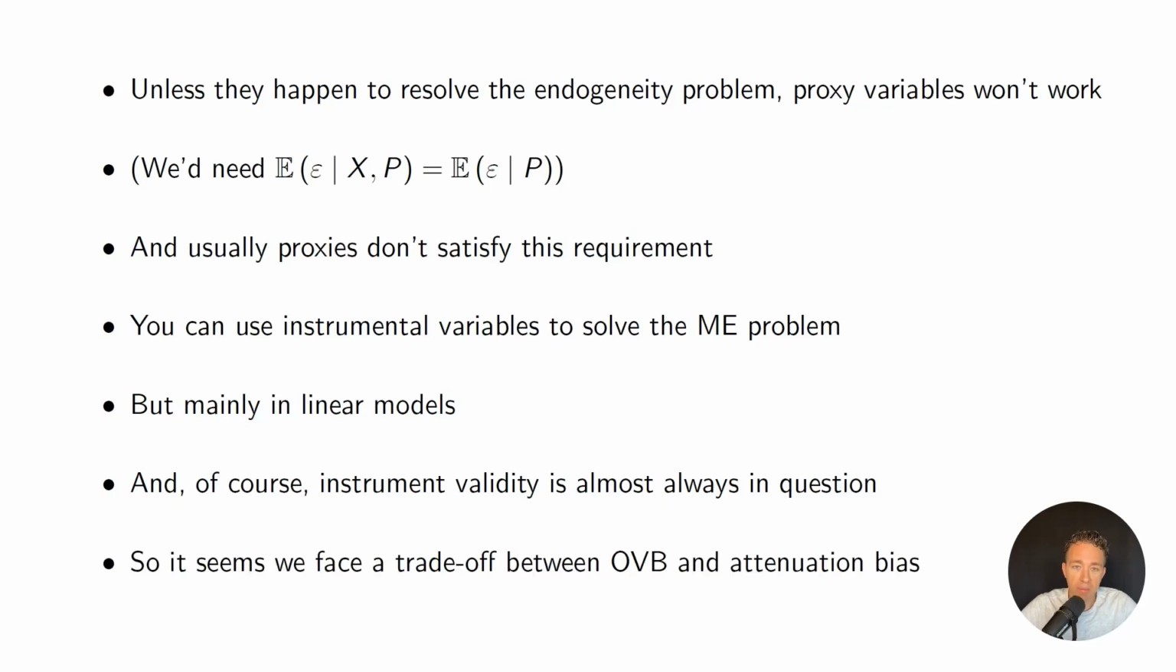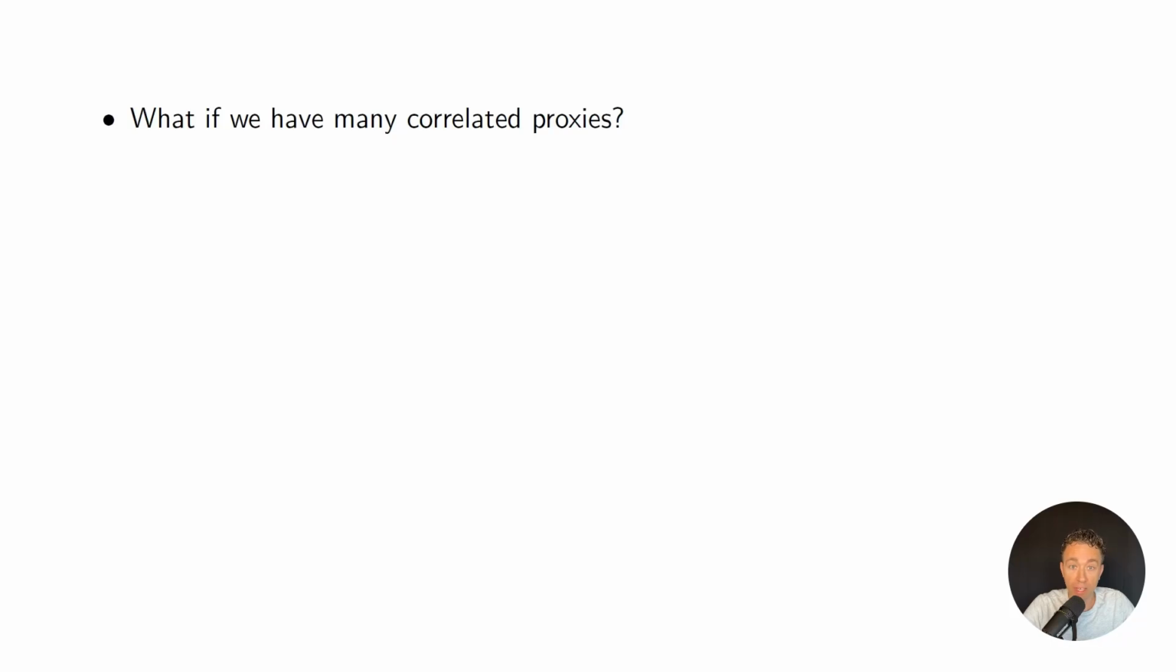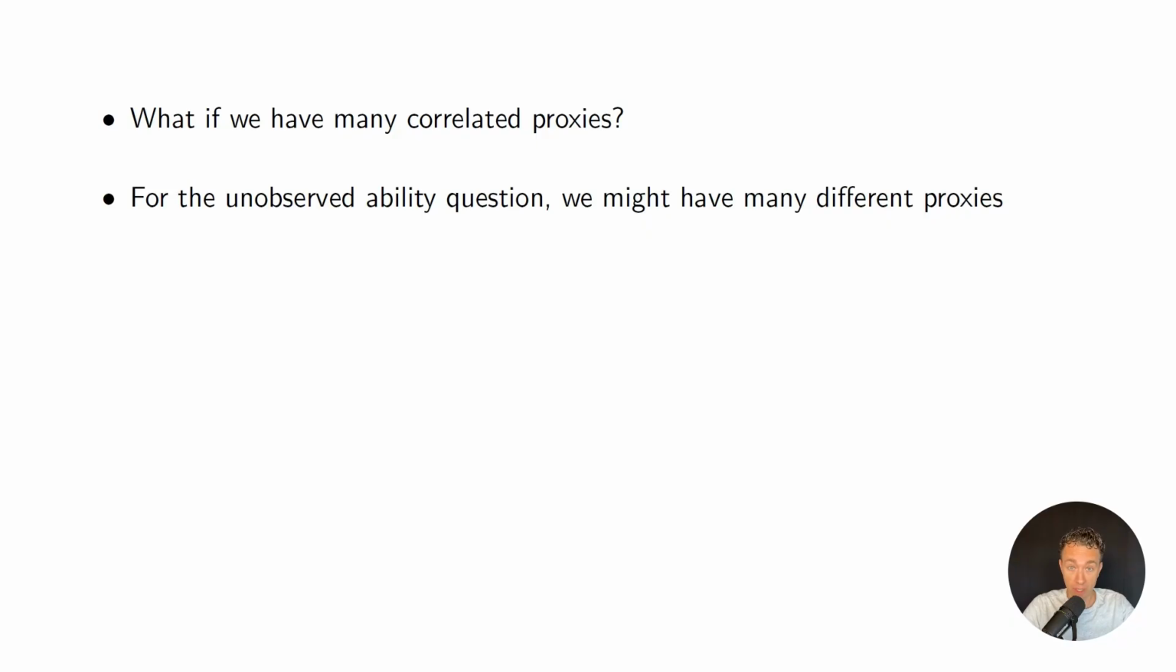So basically, it seems like we have a trade-off between omitted variable bias and attenuation bias, because if we don't use the proxy, then we have omitted variable bias, but if we use the noisy proxy, then we have attenuation bias. Another question might be, what if we have many correlated proxies? This could come up in a number of domains, but for the example that I gave earlier, we might want to triangulate somebody's unobservability by having them take multiple tests to see how they score. So this would give us multiple different proxies that we could use.